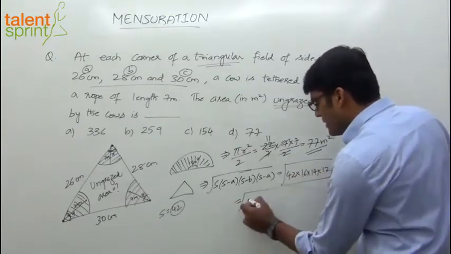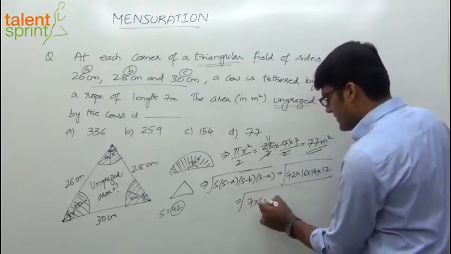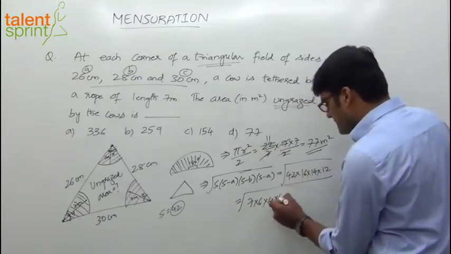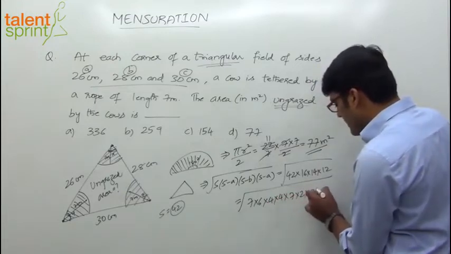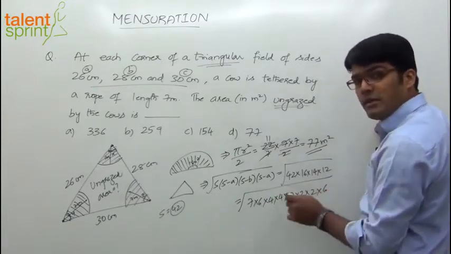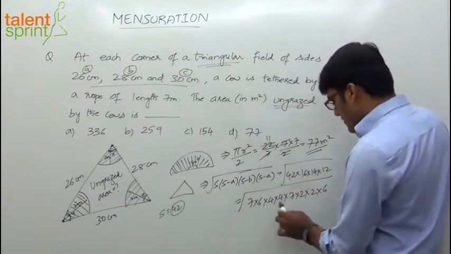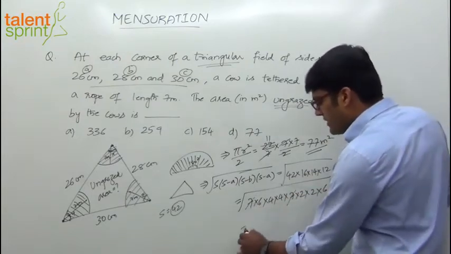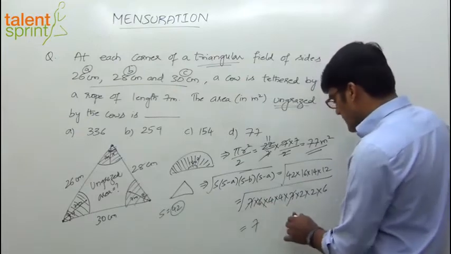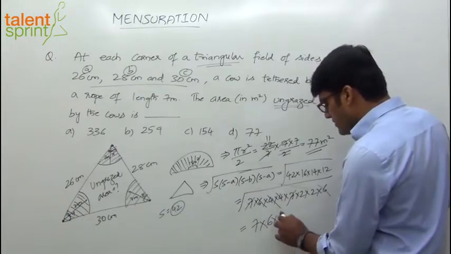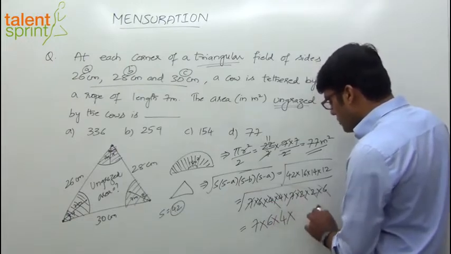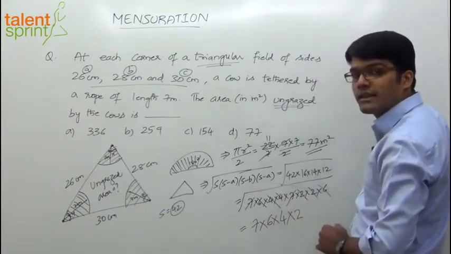What happens? 42 we can take as 7 into 6. 16 is 4 into 4. 14 is 7 into 2. And 12 is 2 into 6. Why are we doing this? See, under the square root we have got 2 sevens, so if you take it outside, you'll get 1 seven. Under square root we have got 2 sixes, so outside you'll get 1 six. Under square root we have got 2 fours, so you'll get 1 four. And 2 twos under square root will give us 1 two outside.